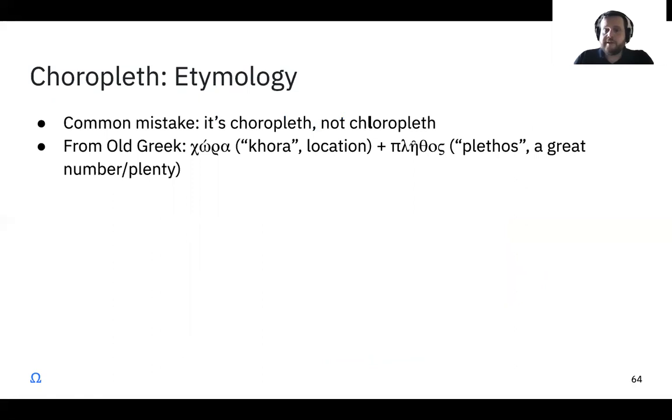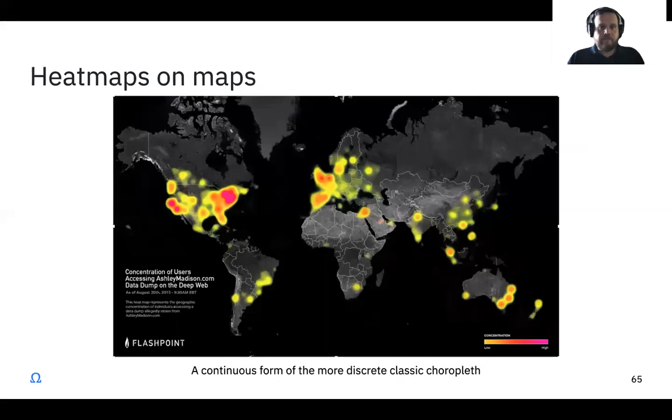And just a quick side note, it indeed is choropleth, and it's not chloropleth. It's a very common mistake to mispronounce it or write it. And the etymology is that it's from Old Greek, where chora means location and plethos means a great number, plenty. So it literally is plenty of locations, basically. So choropleth, not chloropleth, because people tend to make mistakes in this.